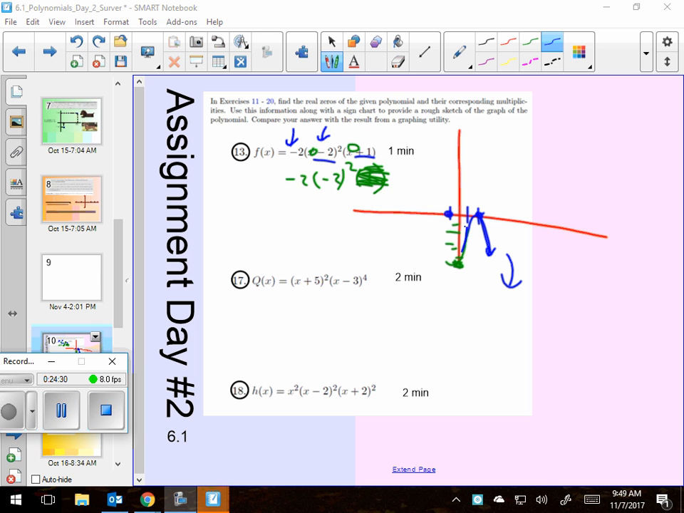All right. I'm going to go back up through that. How do you know it goes through it? Because of the multiplicity. This little number right there was a 1. If it's an odd number, it's going to go through it. If it's an even number, it's going to bounce off of it. Okay, cool. There, we got our picture.